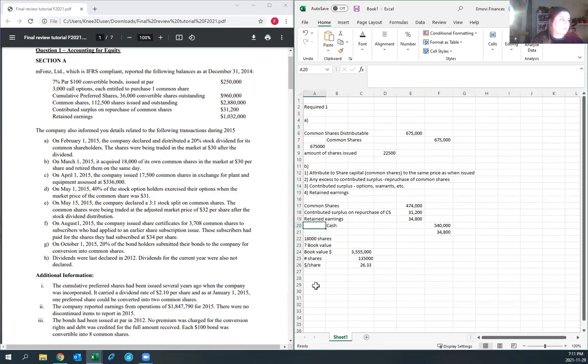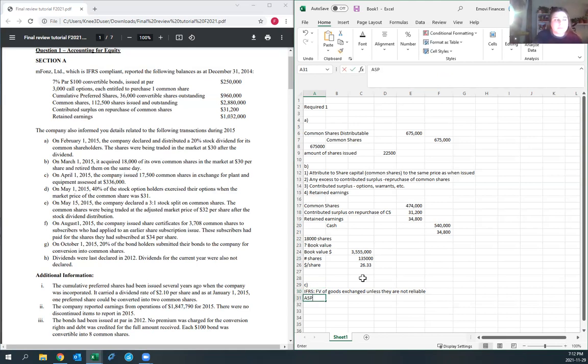For C, on April 1st, the company issued 17,500 common shares in exchange for plant and equipment assessed at 336,000. So when you're issuing shares in exchange of a good or a service or an asset, in this case, under IFRS, the value that you're going to use is the fair value of the goods exchanged, unless they are not reliable. So what I mean by that is, if it's not really the fair market value of the good. For example, if it's said in the sentence that the management assessed the equipment at 336,000, then this is not reliable. And instead, we would have used the fair market value of the shares.